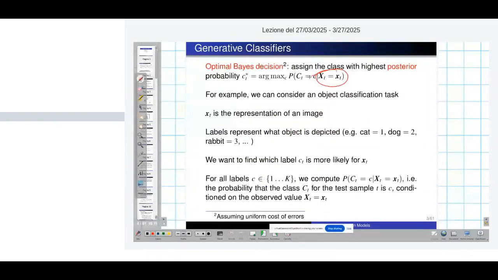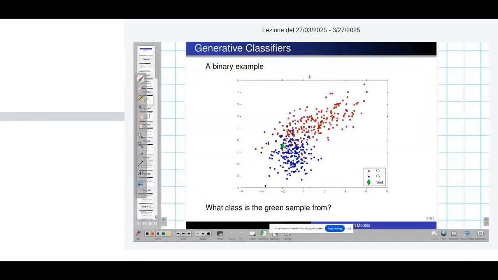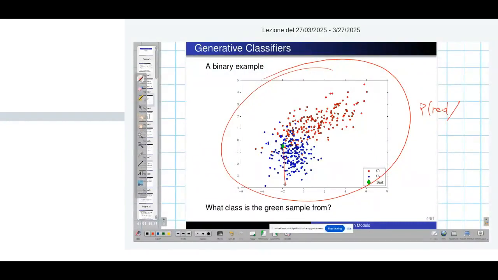Here you have a binary example that we will use throughout the class. The circle points are our training set, the diamond is the test sample. The question of our problem is, what is the class of the green sample? We will try to answer by computing the probability of, in this case, red, given the coordinates of this sample, let's call it xt, and the probability of blue given xt. Then we will use this information to decide whether that point should be labeled as blue or red.